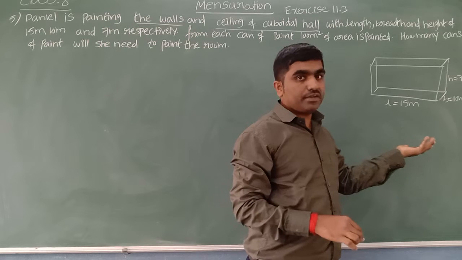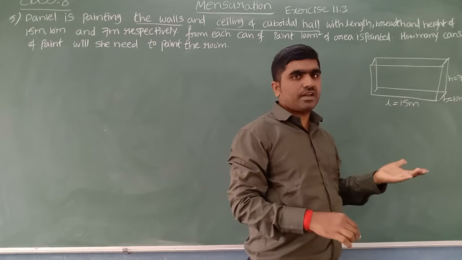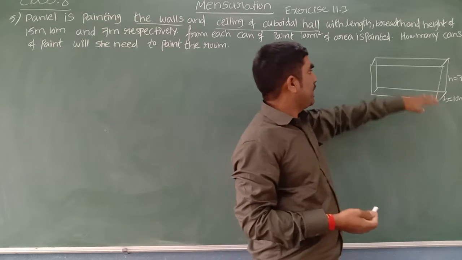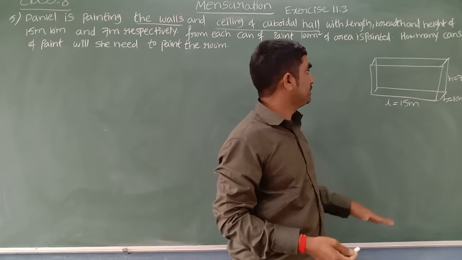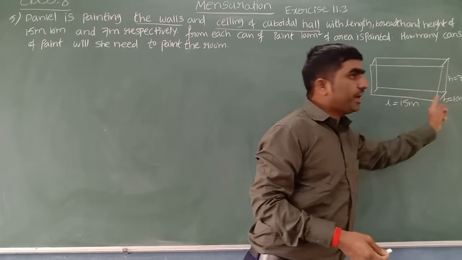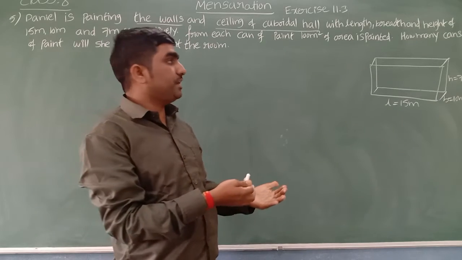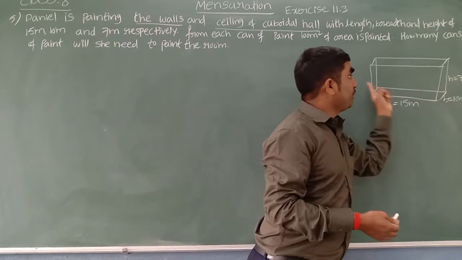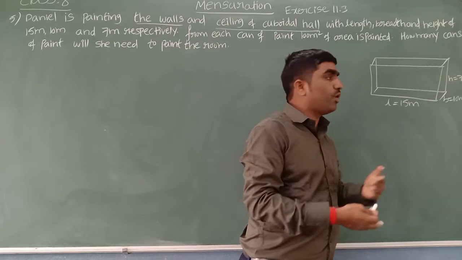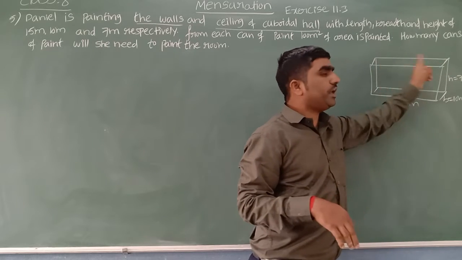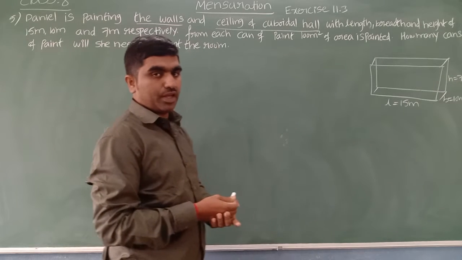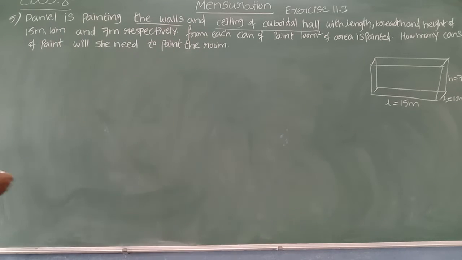You know in a cuboid, all the faces are rectangle shaped. So the area of the top is nothing but the area of the bottom; both are the same, congruent. So the required area to be painted is nothing but the area of the 4 walls, I mean the LSA of this cuboidal hall, plus the area of the ceiling, which is nothing but the area of the top. Then we get the required area to be painted.